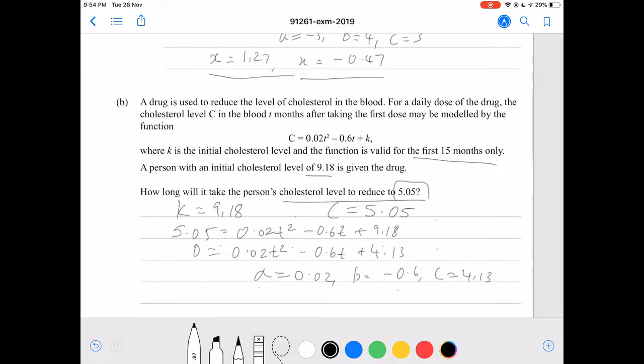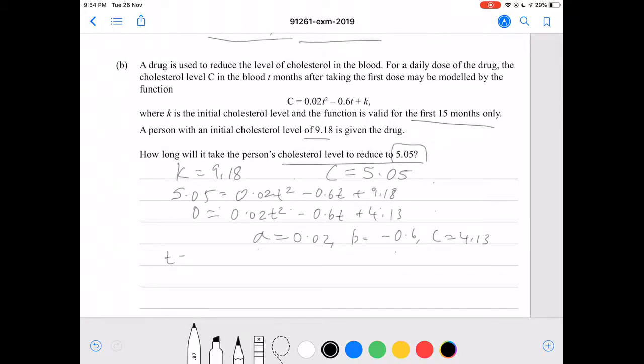So go to equation, polynomial degree 2, so 0.02, negative 0.6, and 4.13. You should get your answers as t equals 19.3 or t equals 10.7. Alright, so right now these are both positive, so you have to go back to reading the question.